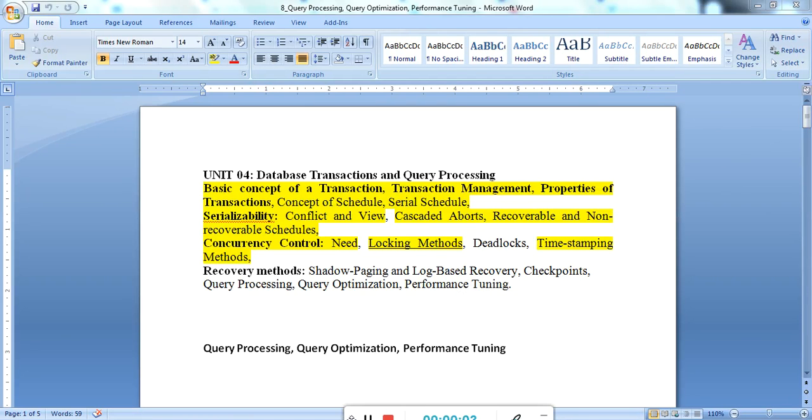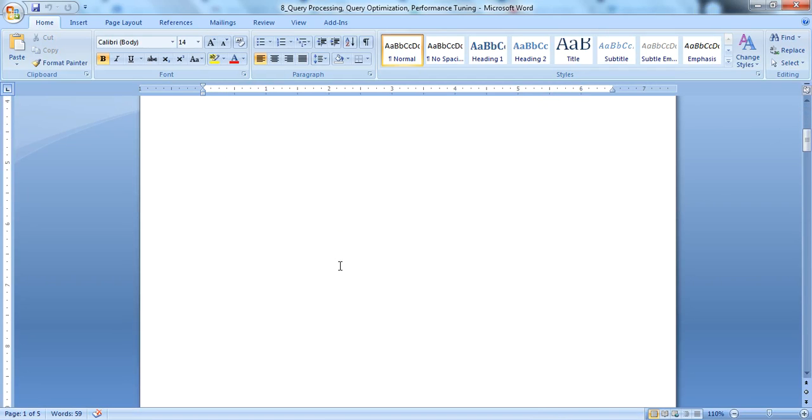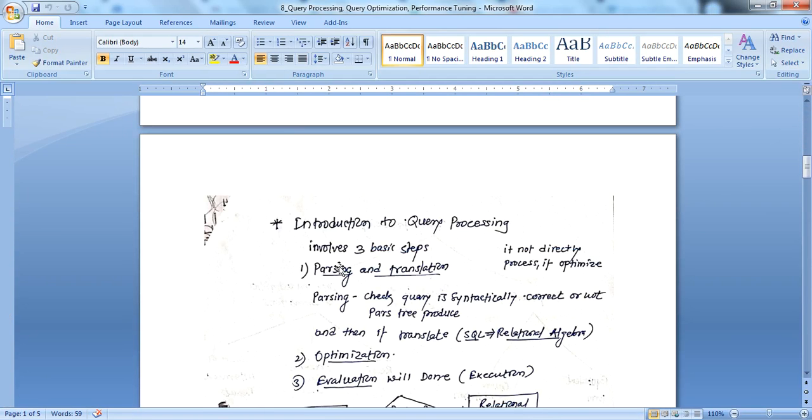Hello everyone. Now in this session we will know about the last point of unit 4. That one is query processing, query optimization and performance tuning. Now we will go through them one by one, starting with the basic introduction to these points.